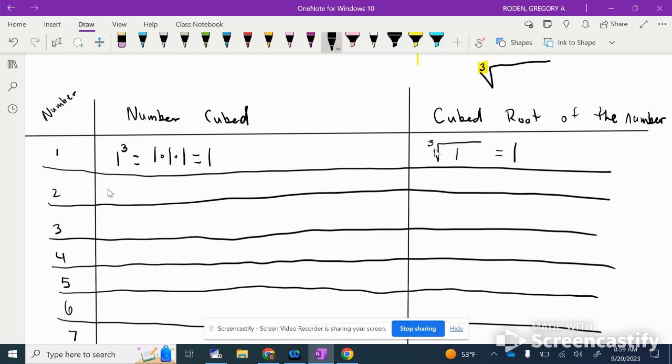Okay, the next one is 2 cubed. Now these numbers are going to get very big. Notice 2 cubed is not equal to 6. It's a very common mistake. 2 cubed is equal to 2 times 2 times 2. Well, 2 times 2 is 4, and 4 times 2 is 8. So 2 times 2 times 2 is 8. So the cubed root of 8 equals 2.